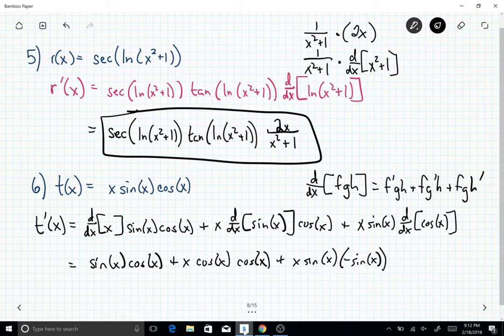Okay, and so then you can simplify this just a little bit. You could write this as sine x cosine x, you can factor out, oops, didn't mean an equals, I meant a plus. You can factor out an x of that last bit, and you're left with cosine squared x minus sine squared x.